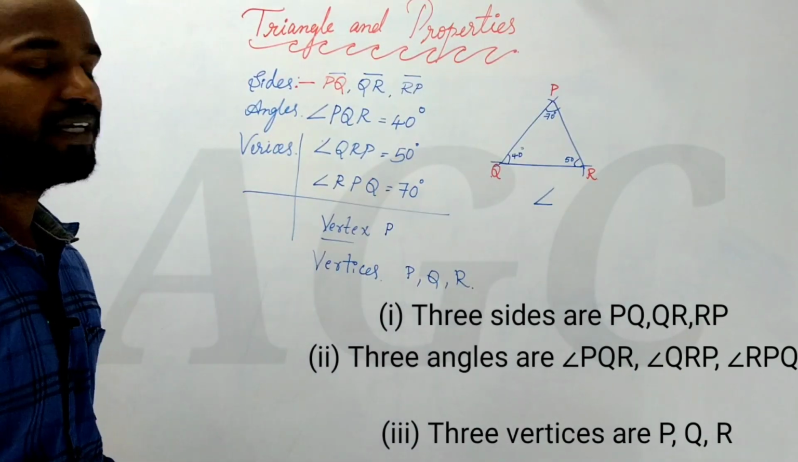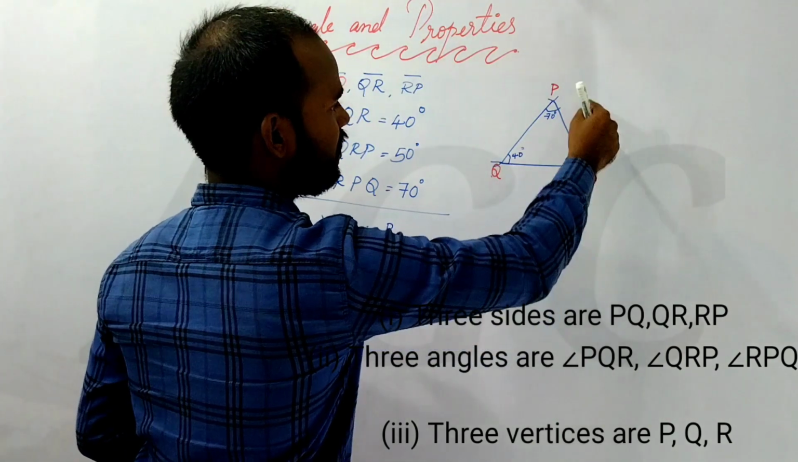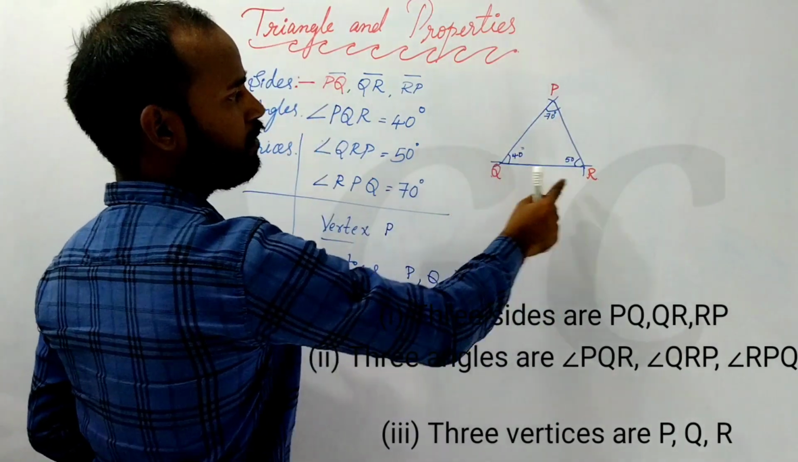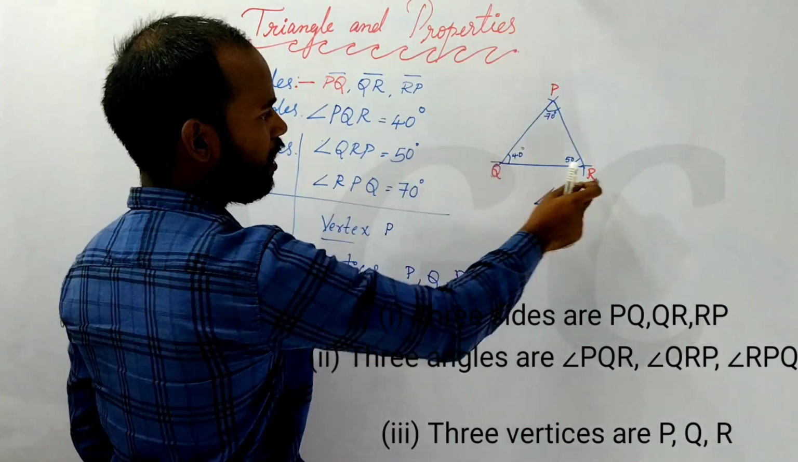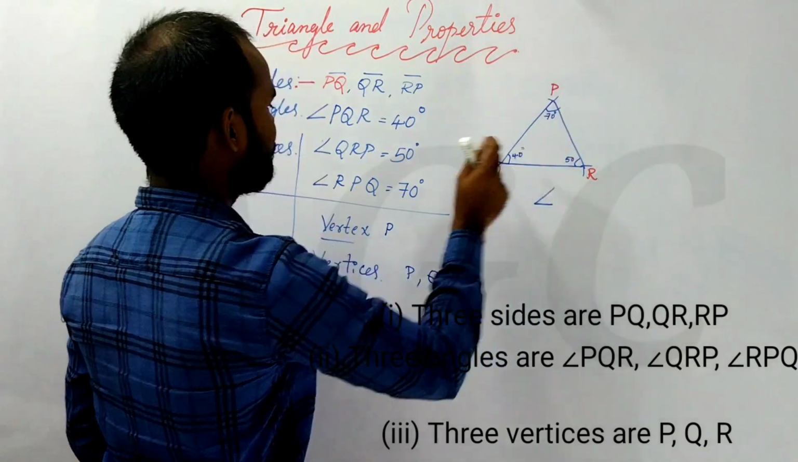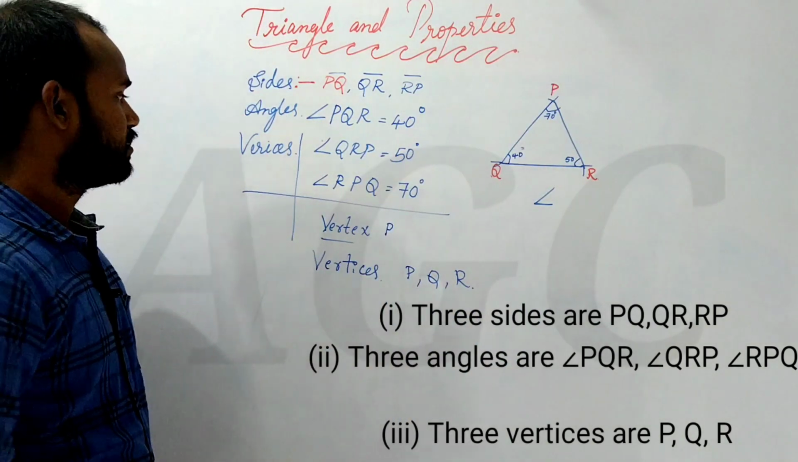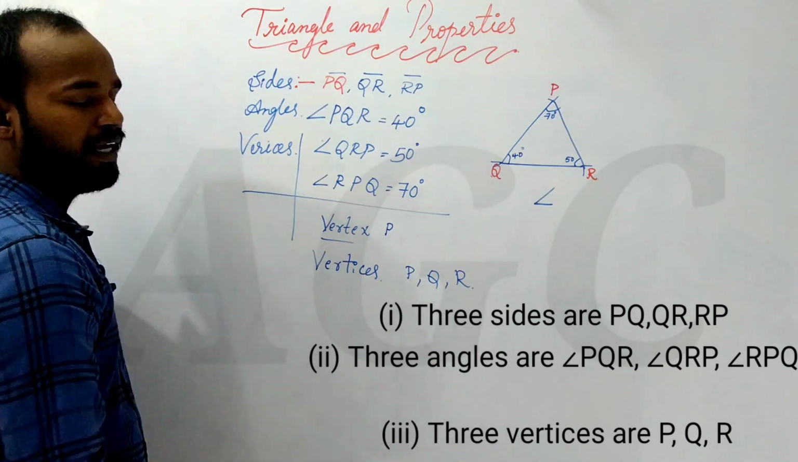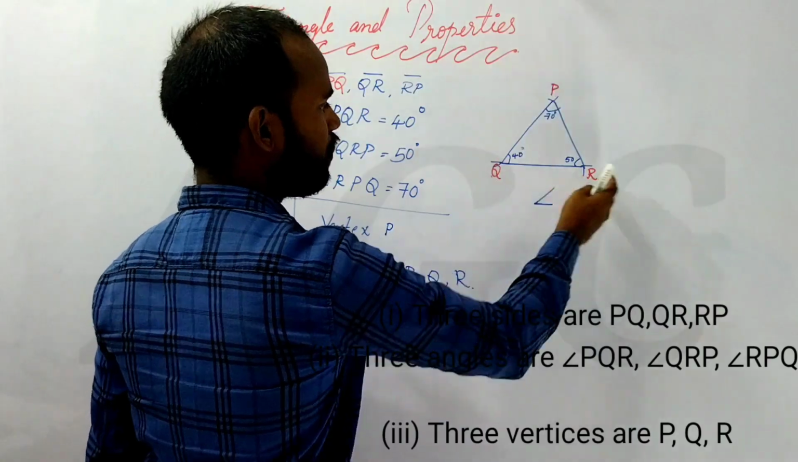Now once again I will recall them. See, sides: one side, second side, third side: PQ, QR, RP. Angles: PQR is 40, next QRP is 50, next RPQ is 70. Now vertex is singular, vertices is the plural form. Vertices are P, Q, R.